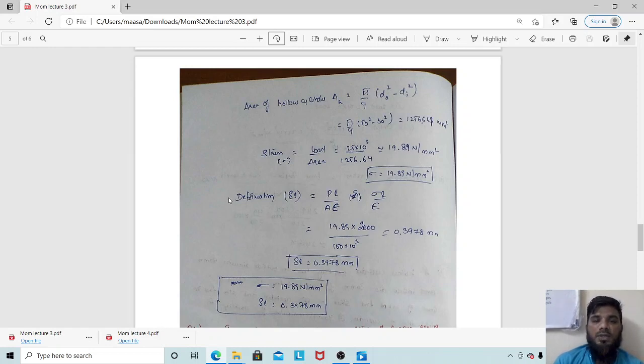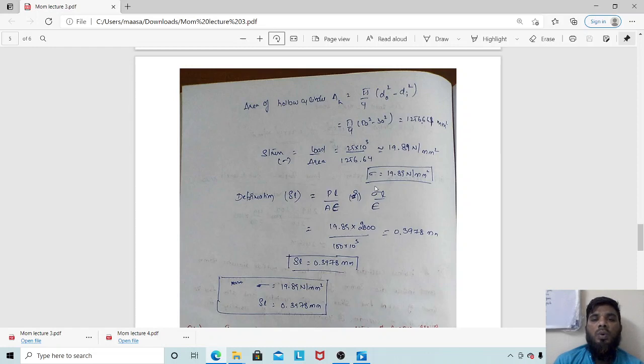Now find the deformation. So what is deformation? We have already noted this formula in the second lecture, that is delta L is equal to PL by A. Now P by A is nothing but sigma. So we can write sigma L by E. Sigma value is already known here. You can directly use the value of sigma.